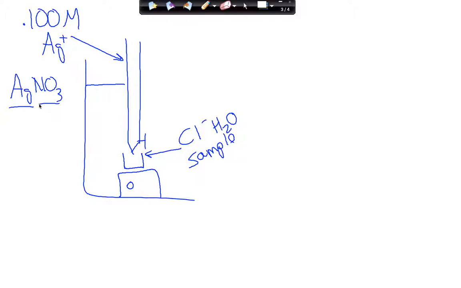So now let's go back and talk about this. Why did we choose silver in the first place? Because it precipitates with chloride. Guys, we are trying to find the amount of chloride. And so in order to do that, we are going to leverage the idea that we can get chloride to precipitate.